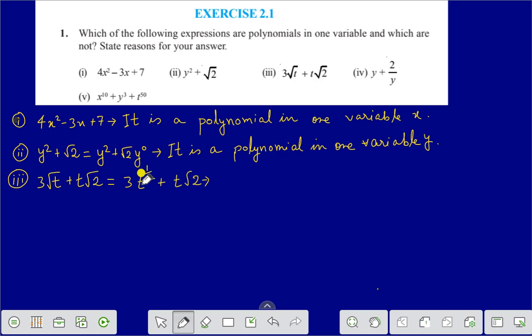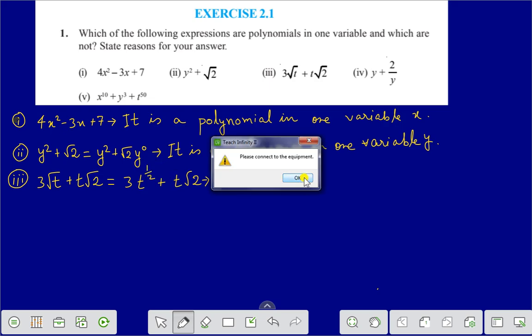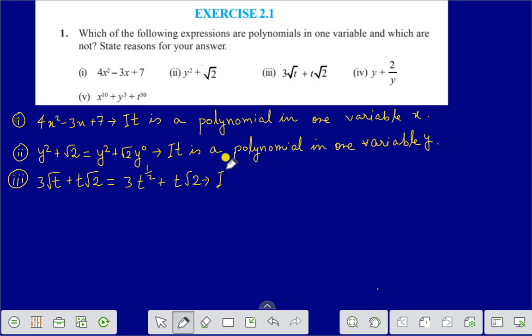Here you see the power of t is half, which is not a whole number. Therefore it is not a polynomial.